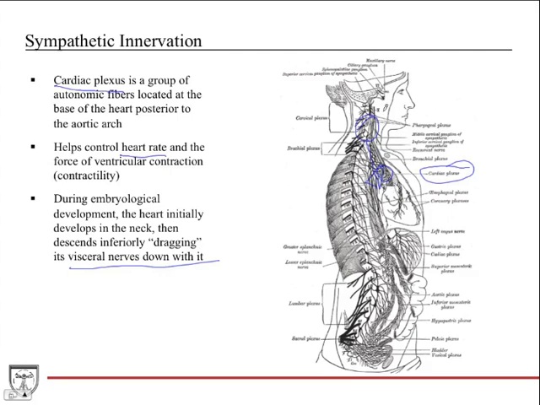So that's a reason why. That's something that may confuse someone when you're first learning this. But that's the basis behind it: embryologically the heart developed in the neck, so that's why there are certain fibers and nerves that go through the neck or come from the neck and then come down to the heart.